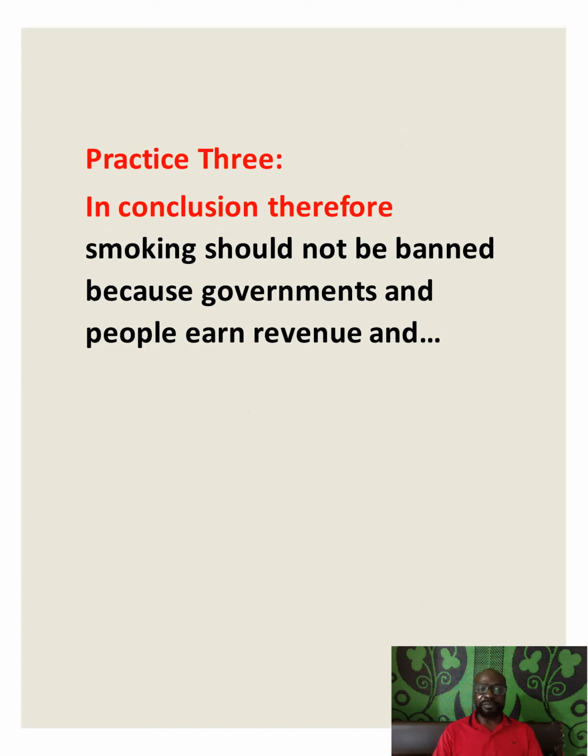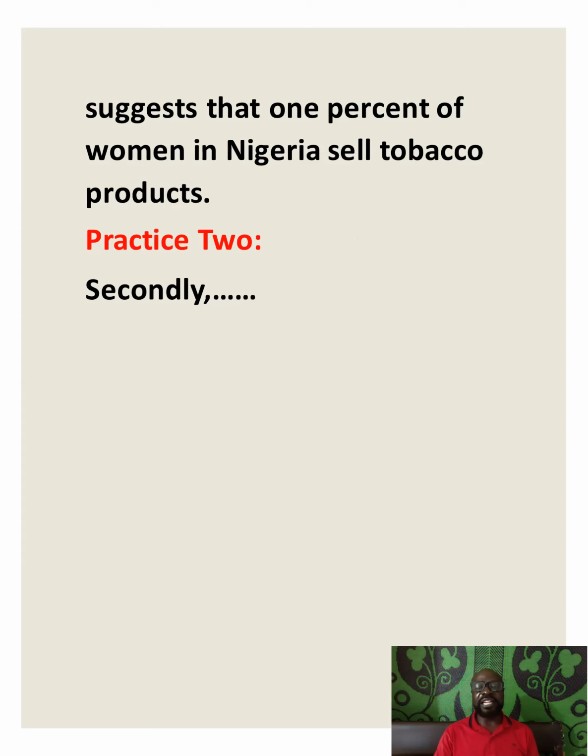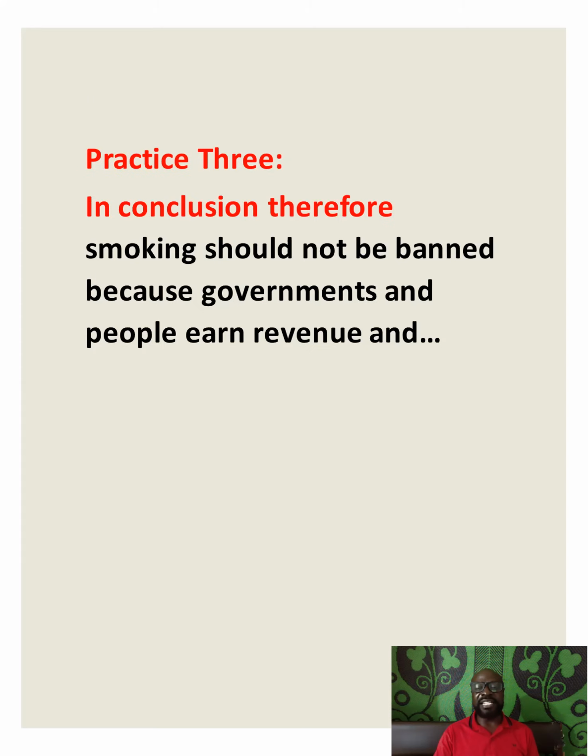Practice 3. In conclusion, therefore, smoking should not be banned because governments and people earn revenue. That is the point I discussed in the first paragraph. Which point have you discussed? Now you get the topic sentence and you put it here in the conclusion. And in this paragraph that you have written, get your topic sentence and you add it here. And that would be the general conclusion. So that will be the whole point.